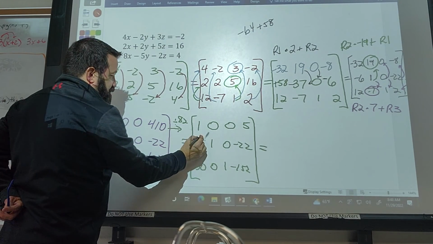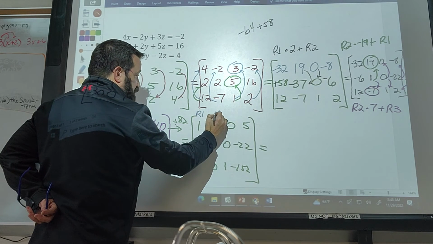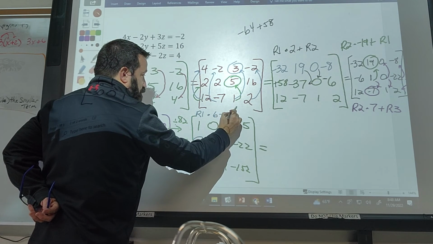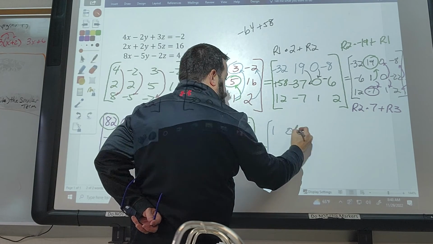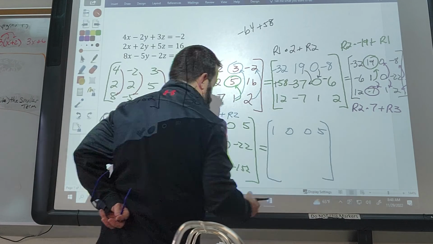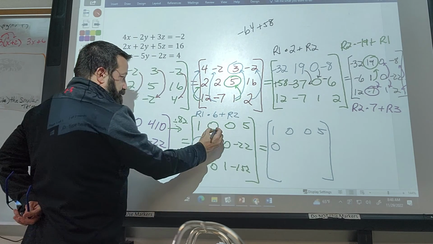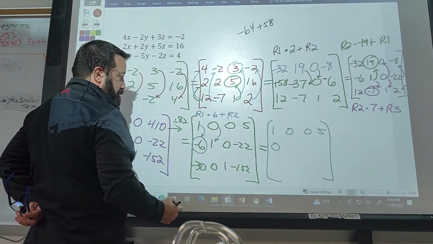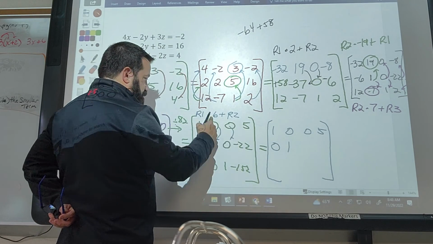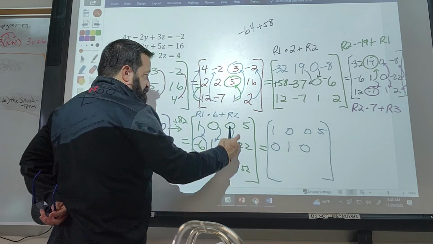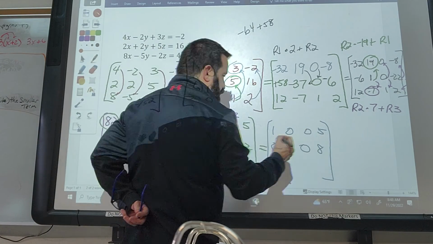So now I need this to be a 0. So I'm going to take row 1 times 6 and add it to row 2. So the top row, 1, 0, 0, 5, doesn't change. 1 times 6 plus negative 6 is 0. 0 times 6 plus 1 is still 1. 0 times 6 plus 0 is still 0. 5 times 6 is 30. 30 minus 22 is a positive 8.